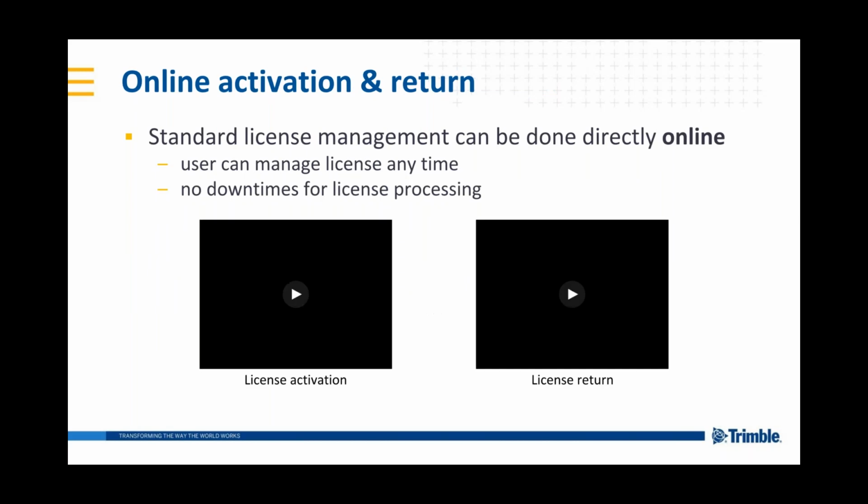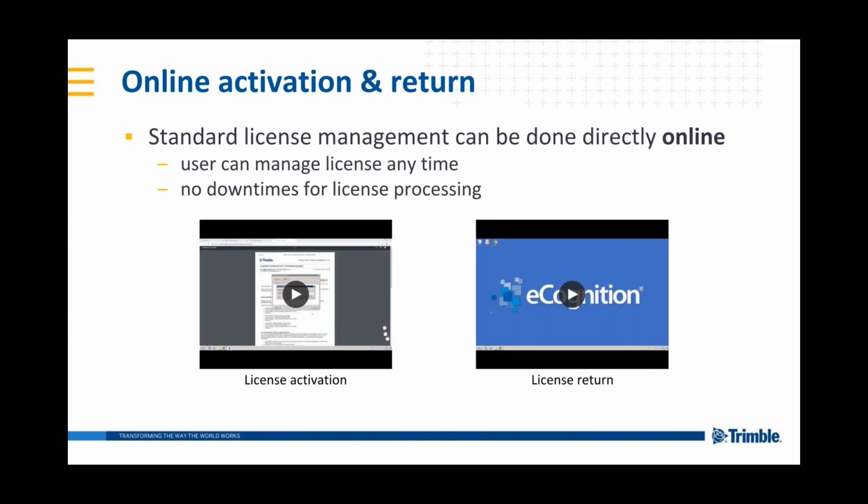So like I said, the standard license management can be done directly online. This has the advantages that a user can manage the license anytime. You can activate, return those licenses at any time. You don't have to rely on a Trimble staff person to process any type of a file. This is done on your end. That means there's no downtimes for license processing. It's done instantaneously. So we'll take a look again here at license activation.